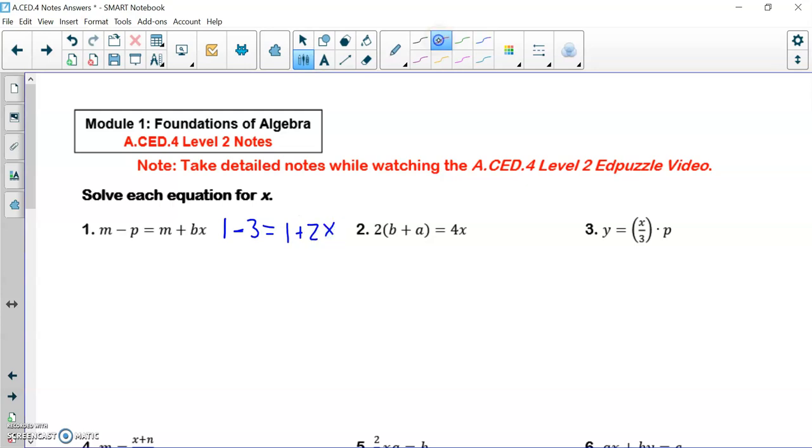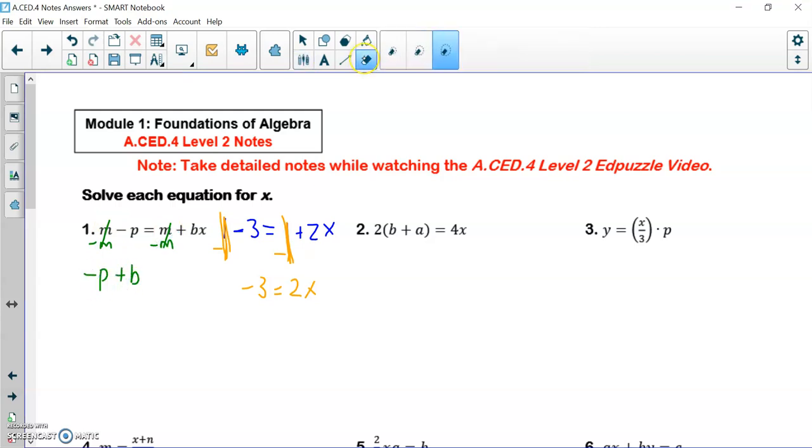To solve this equation, what we would do is subtract 1 from both sides first, and these 1's would cancel out, and we'd just be left with a negative 3 is equal to a 2x. Same with this equation over here, the literal equation. If I subtract m from both sides, my m's cancel out, and I'm left with a negative p plus a bx is equal to a positive bx.